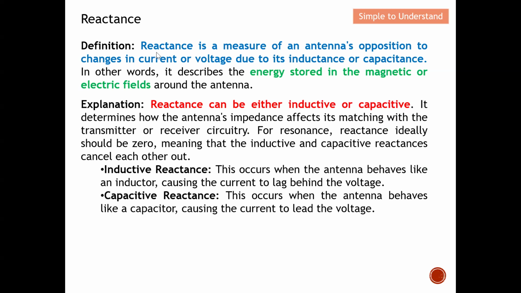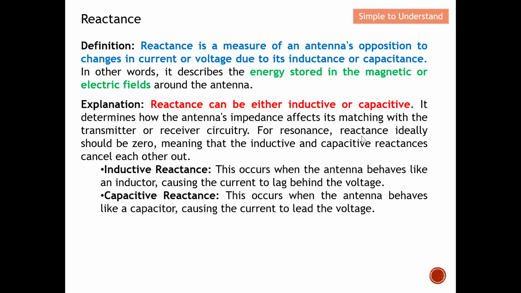Coming to the definition, reactance is a measure of an antenna's opposition to change in current or voltage due to its inductance or capacitance. In other words, it describes the energy stored in the magnetic or electric field around the antenna. The reactance can be either inductive or capacitive. It determines how the antenna impedance is matched with the transmitter or receiver circuitry.